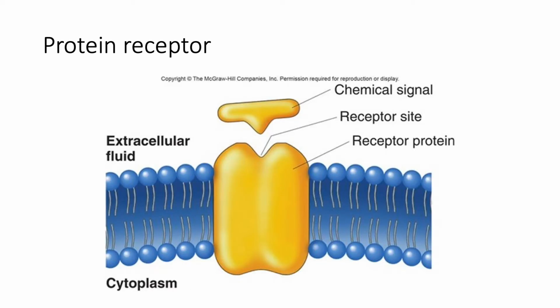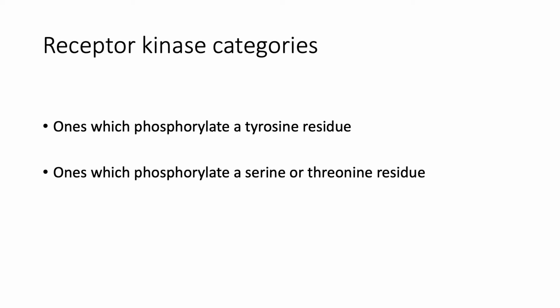This is a figure of a protein receptor. The big yellow piece is the receptor, and you can see the signal is coming in from outside of the cell, and then the cytoplasm is inside the cell where the signal is transmitted. There are two main categories of receptor kinase. One is one which phosphorylates a tyrosine residue, and another is one which phosphorylates a serine or threonine residue.